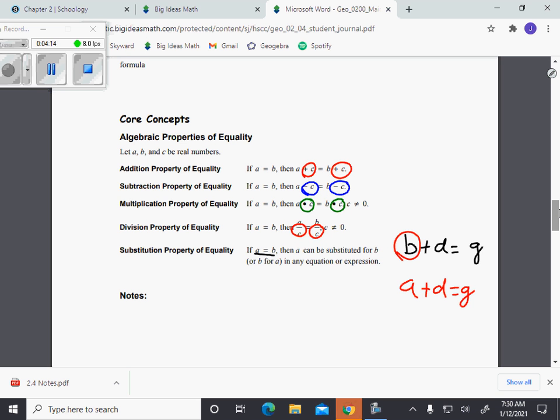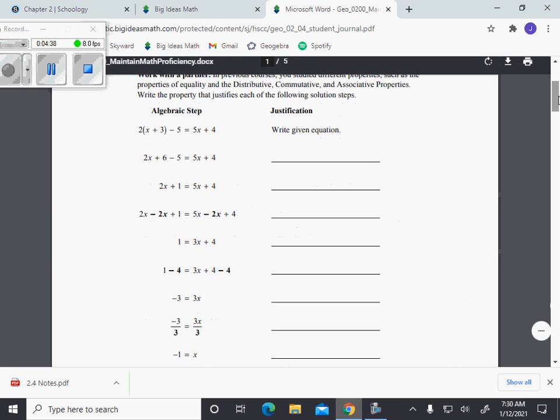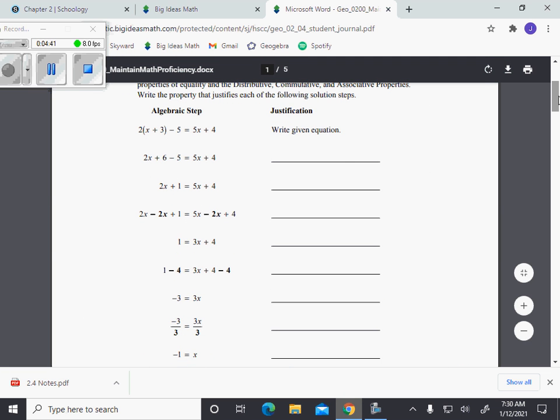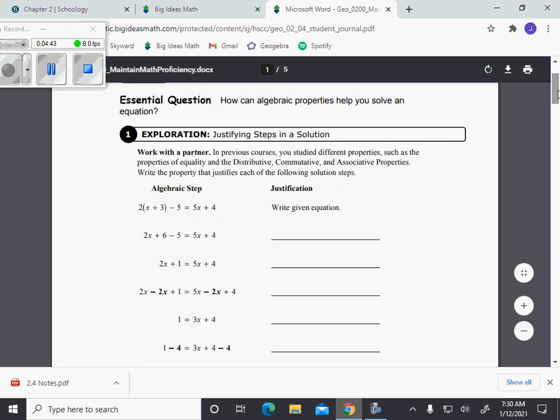Think of the substitution property like if I had a substitute teacher come in for me, they just replace me. So I'm B, my substitute is A. It's the same equation, same type of day, nothing changes. Okay, now, let's go work on these up top here. What we're going to do is solve, well actually they kind of solve it for us. All we need to do is justify the steps.